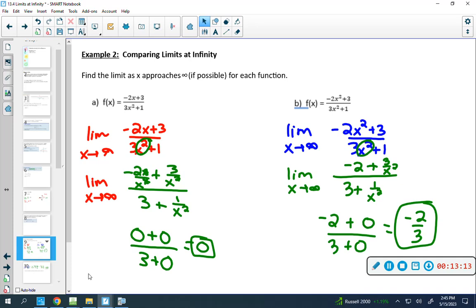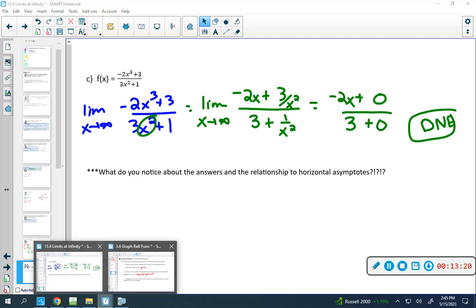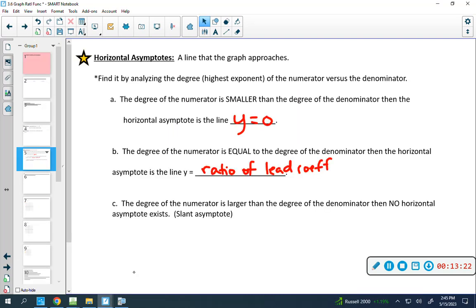Then, of course, when you look at C, where the degree of the top is bigger, I knew from all of our asymptote work, bam. When the degree of the top is larger, that kicked us into a slant asymptote, which remember we had to use long division to find. That was really a whole bunch of fun. So I knew that C was going to be does not exist.